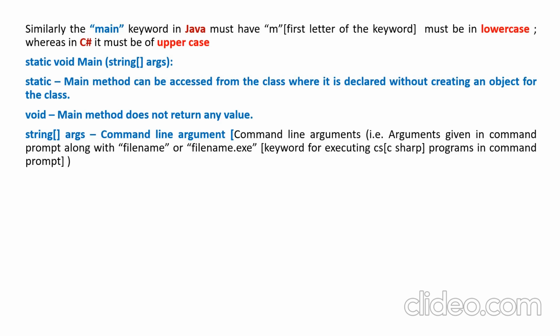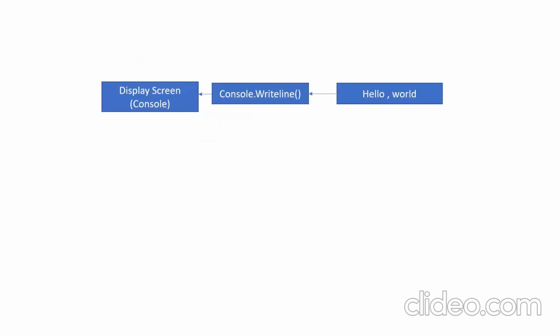The array length of args is not fixed. Depending upon the arguments you give in the command line prompt, it will keep on storing them. String is the type of the data present in the args array. Args is the name of the array. The square brackets indicate the size of the array. So this is with the hello world. This is the way the hello world will be transmitted from the computer program to the display screen by means of the console.writeLine method. So these are the different programs.